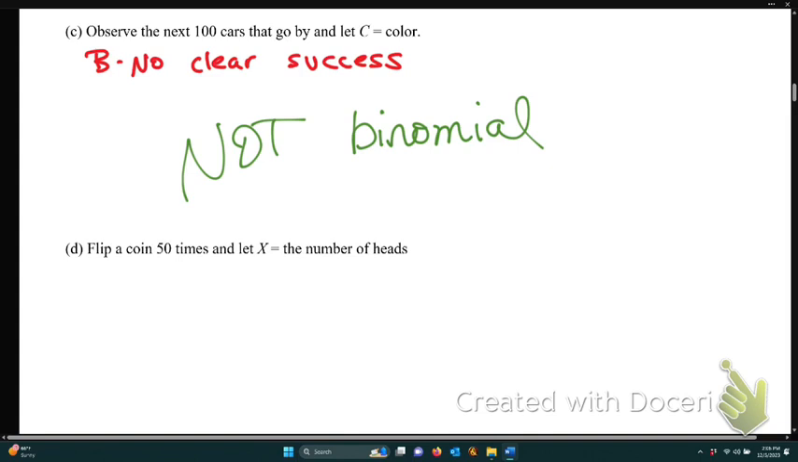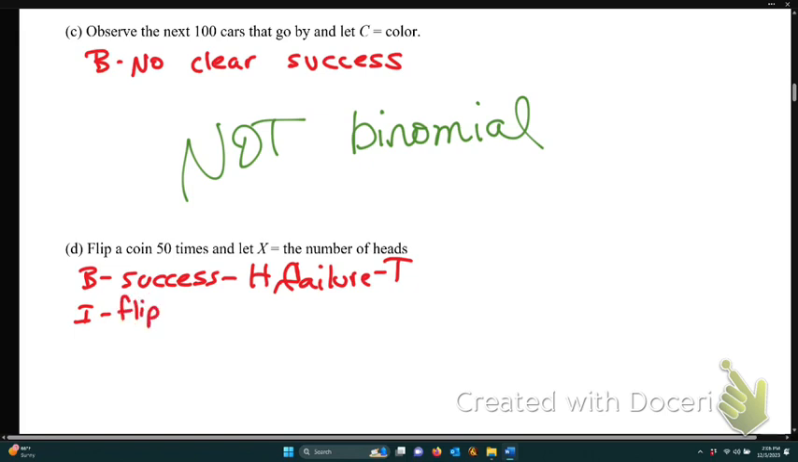All right, you guys, flip a coin 50 times. Let X equal the number of heads. Binary, do I have clear success and failure? Yeah. What is success? X. What is failure? Is each trial independent? Yeah. Okay. Flips are independent.